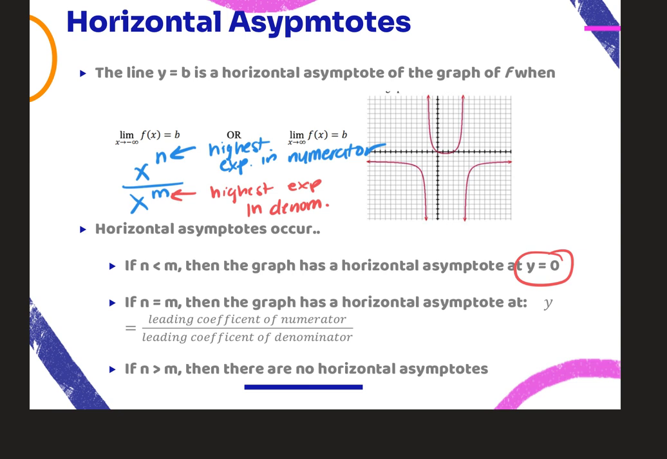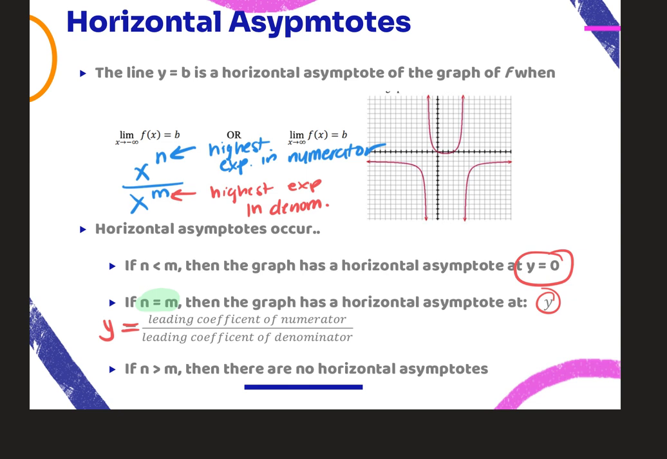If n equals m, then the horizontal asymptote occurs at, the y's over here, but it's y equals the leading coefficient of the numerator, so the number on the front of that x with the highest exponent, over the leading coefficient of the denominator, and the limit on both sides would be that value.